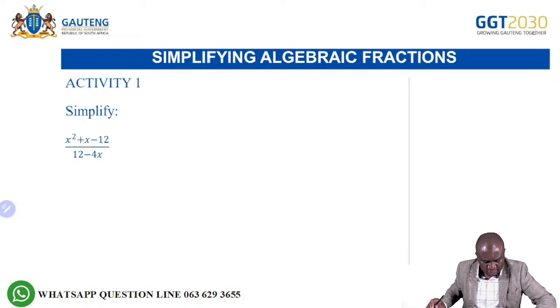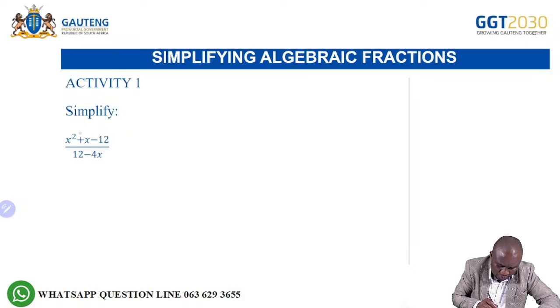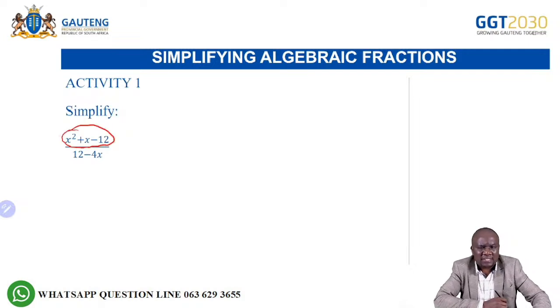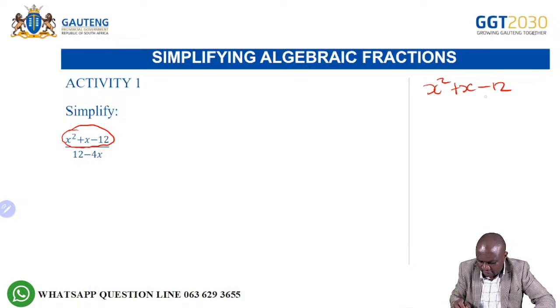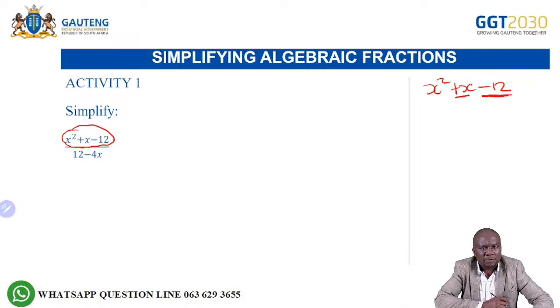Right, now, what did we do here? Or what did you do? We have to factorize the quadratic trinomial, which is x squared plus x minus 12. And then we have to look for the factors of negative 12 that will give us what? Positive 1. The factors of negative 12 that can give us positive 1.